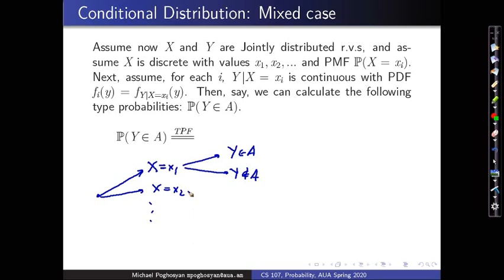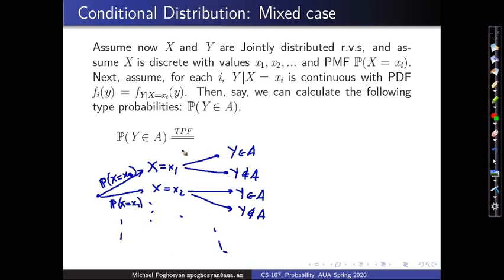Or in this case, if X is X2, we can have again Y is in A, or Y is not in A, etc. So we will have these kind of things. Let me write the probability. So the probability that X is X1 is given by that PMF. So here I'm writing the probability that X is equal to X2, etc. So we have these probabilities.